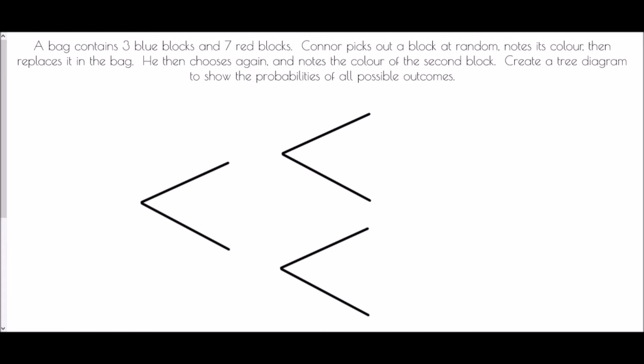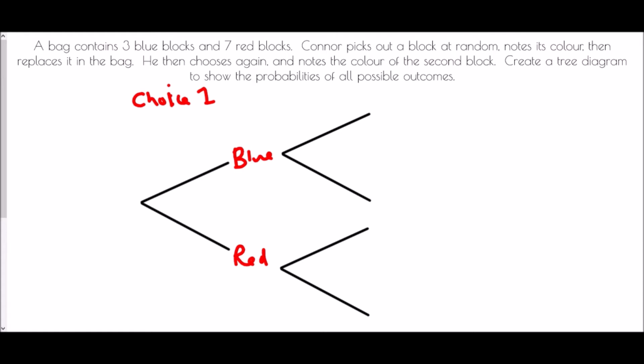Now, the reason that we're going to use a tree diagram here is because we're combining 2 different probabilities together, one after the other. And so what we look for is what the first situation is. In this case, it is just choice 1. And in choice 1, what could Connor select? Well, Connor could select either a blue block or a red block, and so at the end of the branches are the different choices that could be made.